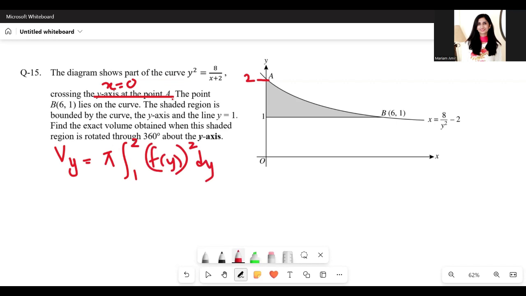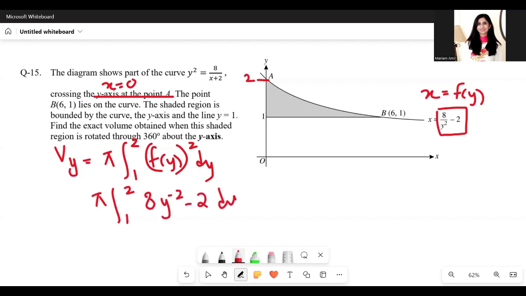The function is already in terms of y because x is the subject. If x is the subject, then the function is f(y). So we're going to substitute the values here. I'm writing (8 y to the power minus 2) dy. And we also have to square this, do not forget that. Since I have to square it, I'm going to put the y squared in the denominator.